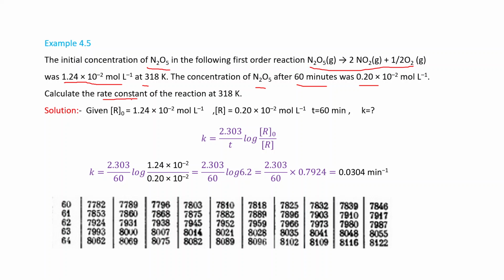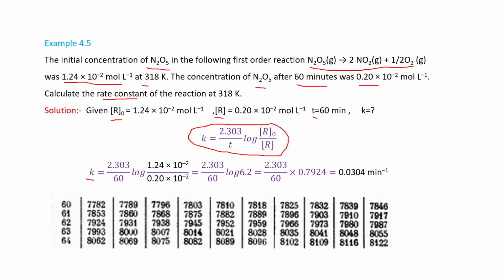Now what are the things given? The initial concentration is given, the concentration after time t is given, and the time t of 60 minutes is given. And this is the formula for the integrated rate equation for the first order reaction. Okay, and in this case, how can we find out k, the rate constant?